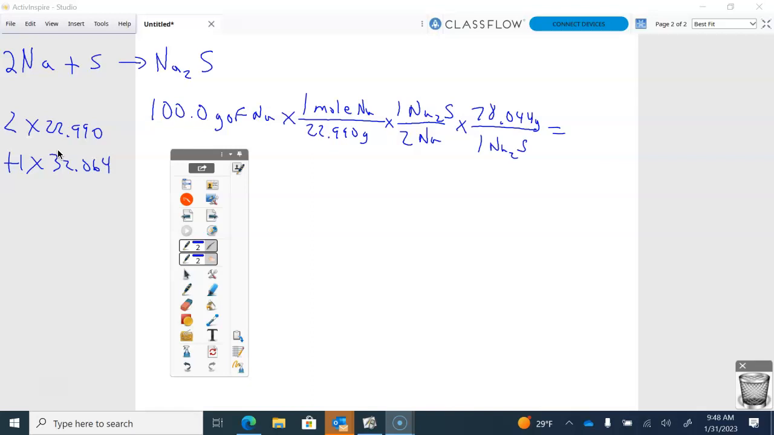Correct? So now I get out my calculator. That's easy to do. 100 times 78.044 divided by 22.990 divided by 2. And I get a whopping 169.5. I'm only good to 4 digits here. So 4 digits is my limit. Would it be 170? So would you round up to 170? So I'm going to go 169.7. So I got 4 good digits. Grams.